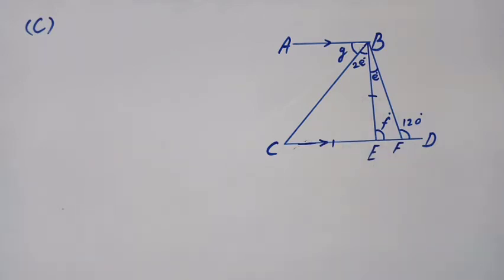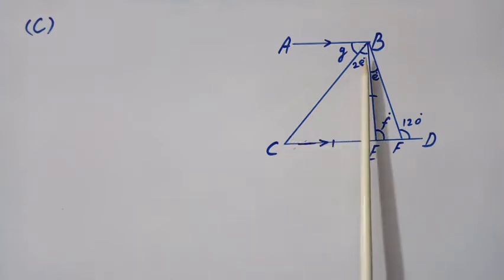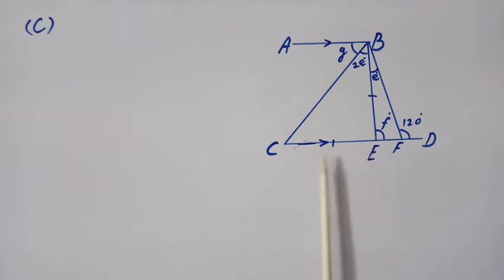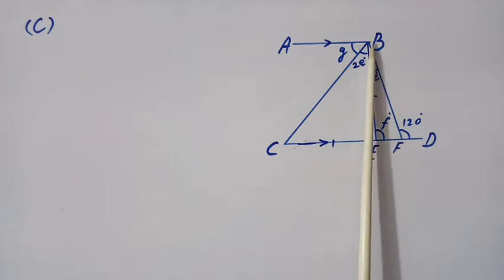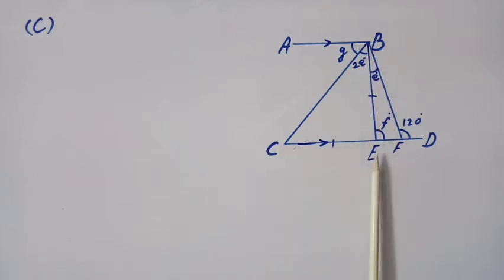Now watch it. This angle F is working as the exterior angle of the triangle BCE, and this would be equal to sum of the two opposite interior angles. This is 2E, this is also 2E. Why? Because this triangle BCE is an isosceles triangle where BE is equal to CE.